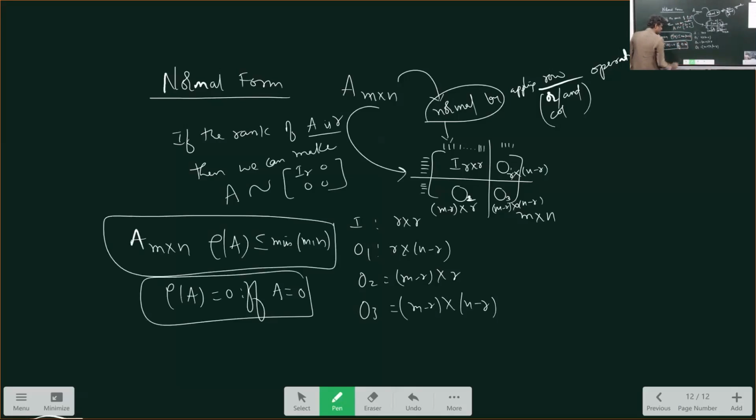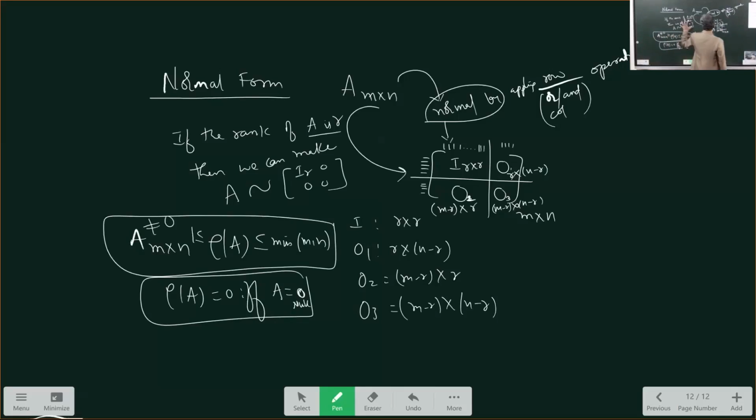A is a null matrix, called a null matrix or zero matrix. Otherwise, the rank will be at least 1. So I can say the rank of A always lies between, if A is a non-zero matrix, 1 less than or equal to the rank, and it must be between 1 and the minimum of those things.